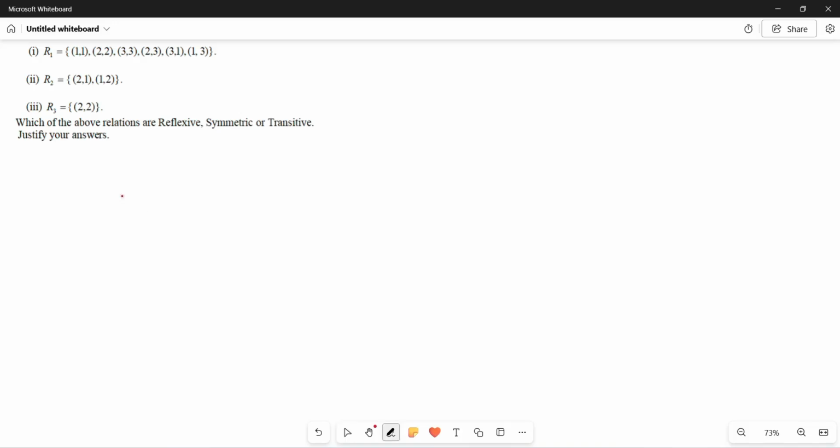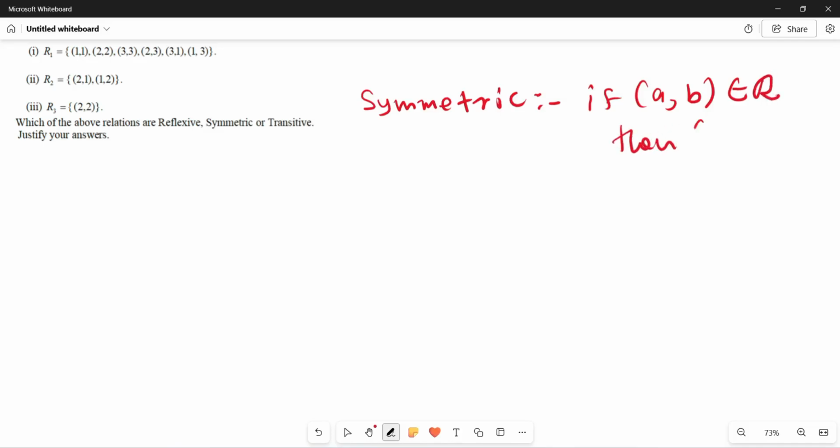Now we'll consider the symmetric. Symmetric means if (A, B) belongs to a relation, then what do you want to have? Then (B, A), that means the reverse also should be okay. If (A, B) belongs to R, then (B, A) also belongs to R. R means not real numbers, R means the relation. If (A, B) belongs to the relation, then (B, A) also should be in the relation.